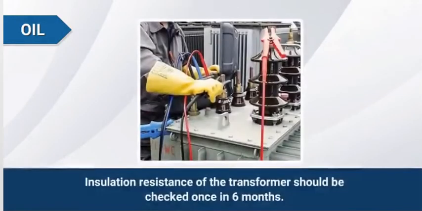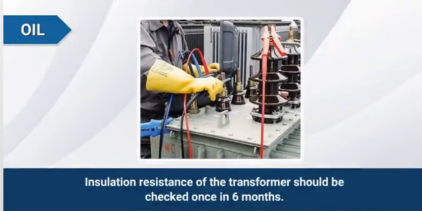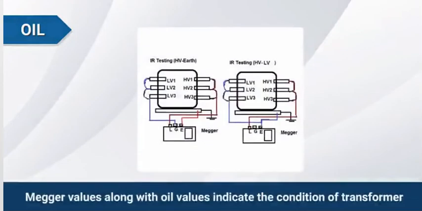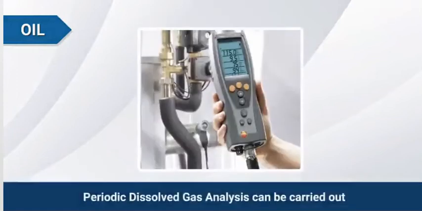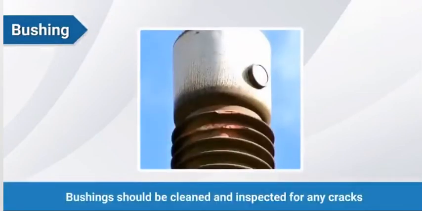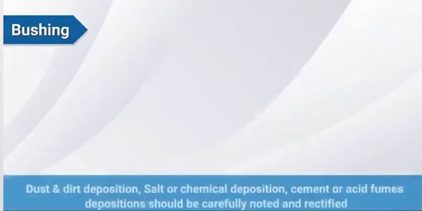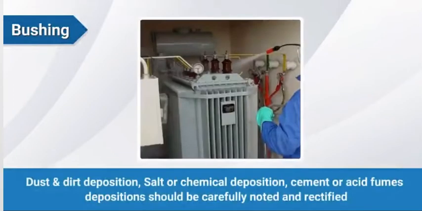6. Insulation resistance of the transformer should be checked once in 6 months. 7. Megger values along with oil values indicate the condition of transformer. 8. Periodic dissolved gas analysis can be carried out. Bushings. 1. Bushings should be cleaned and inspected for any cracks. 2. Dust and dirt deposition, salt or chemical deposition, cement or acid fumes depositions should be carefully noted and rectified.